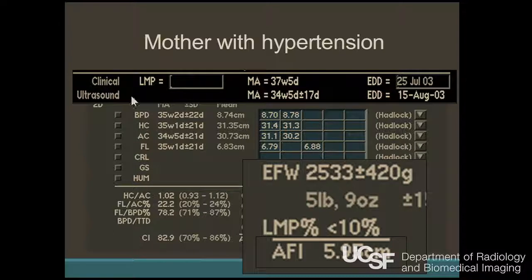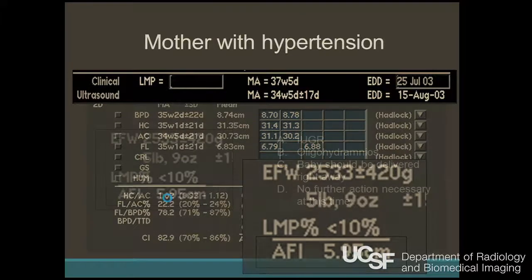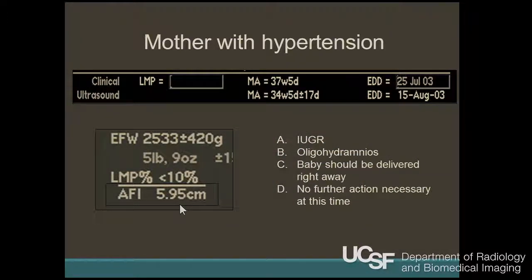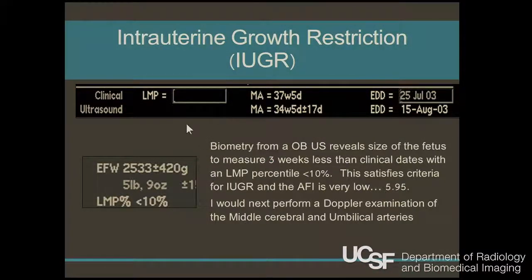So the clinical dates, ultrasound dates, the estimated fetal weight percentile, and the amniotic fluid index are the things you want to kind of pull out of these usually. So the question here is, what are we dealing with? Is this oligo? Is it IUGR? Should we be sending the person right over to L&D, or just send them home? So this is IUGR. And point out a few things.